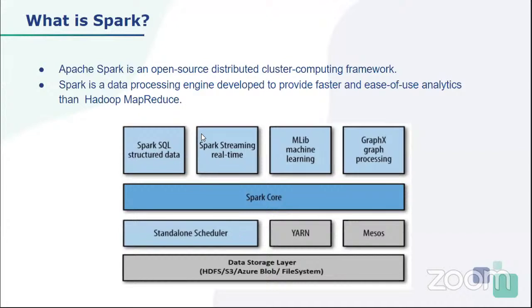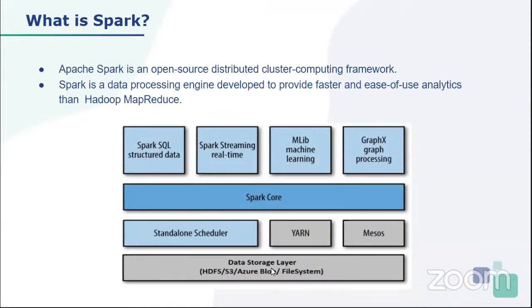As I said, Apache Spark is a distributed cluster computing framework, and it's open source, so anyone can go and see the code, use it and install it. Spark is a data processing engine developed to provide faster and easier-to-use analytics. As Harsh mentioned, MapReduce requires a lot of coding. Spark makes it easier for a developer or user with a variety of libraries. There are these components.